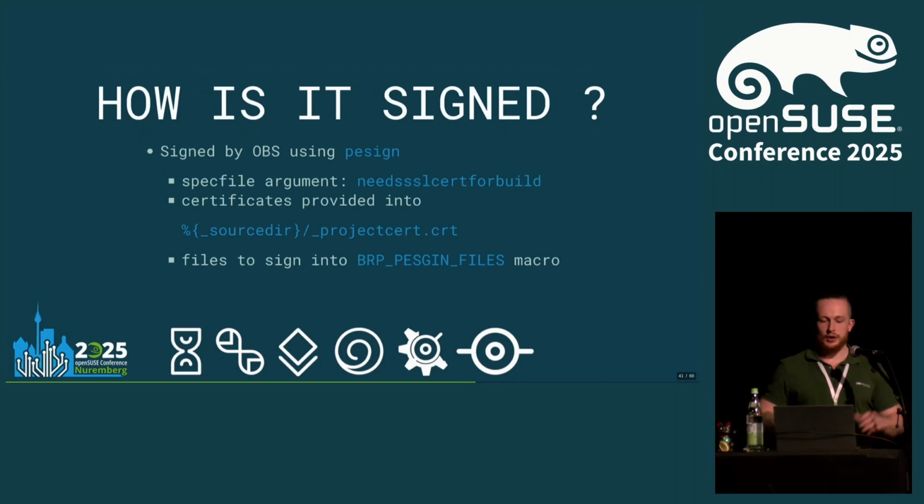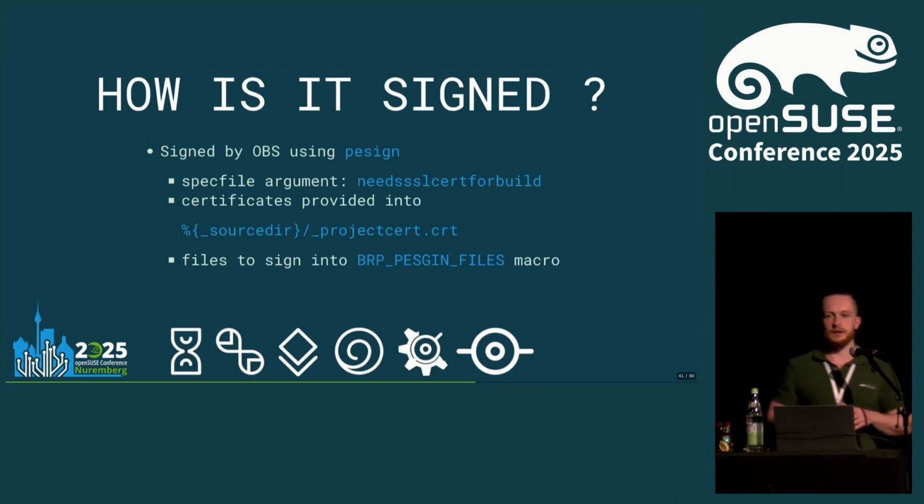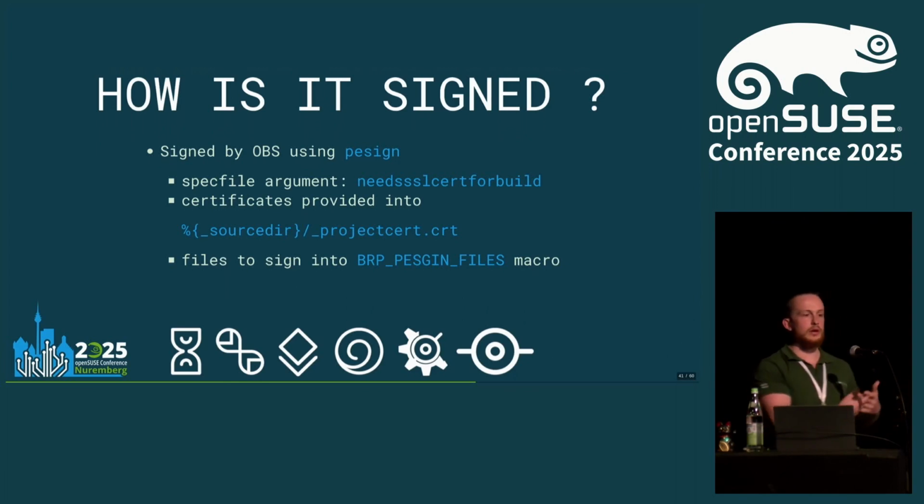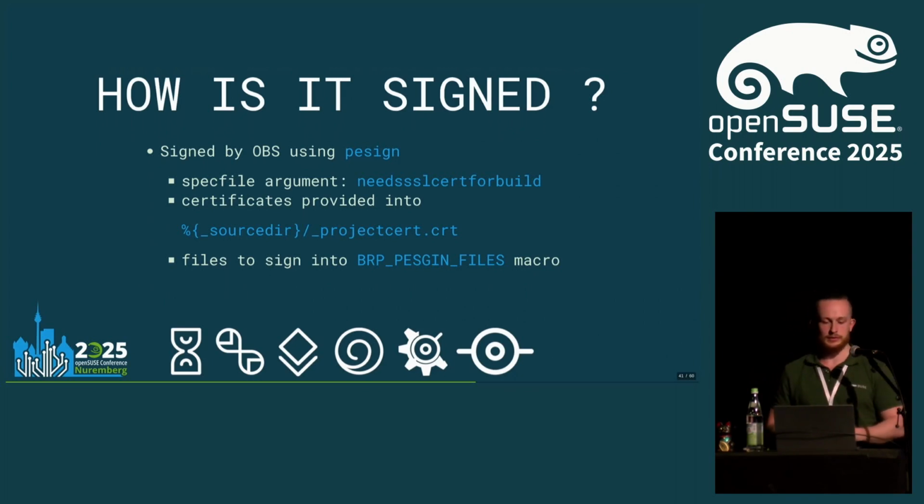I'm using for that a good feature in OBS. I call it the needssl set for build. So it's a magic command that you can add into your spec file. OBS will use the pesign tools to sign the list of binaries you have chosen in your build sections. And it will provide you the certificate that has been used to sign the binary, so it allows you to enroll the certificate into your machine if you don't have it yet. So that is how the UKI is signed.